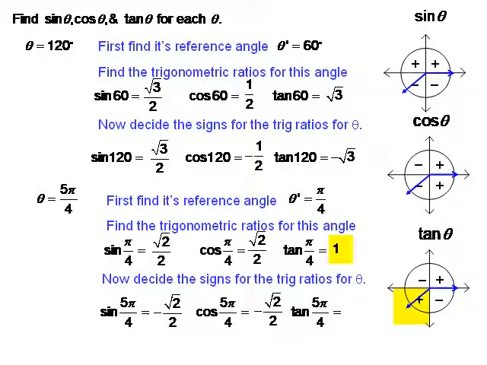Tangent of 5 pi over 4, we're going to pull together our two parts again. Tangent of pi over 4 is 1. Tangent in the third quadrant is positive. So pull those together. Tangent of 5 pi over 4 is positive 1.